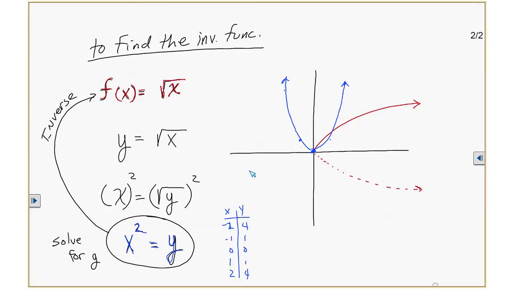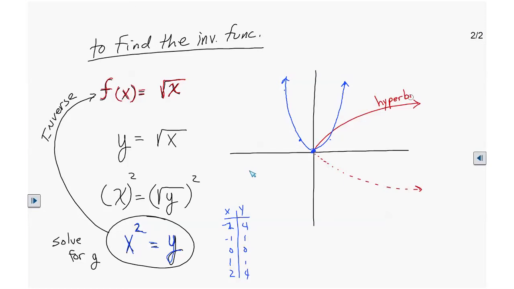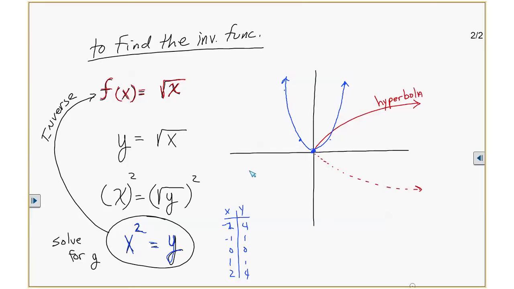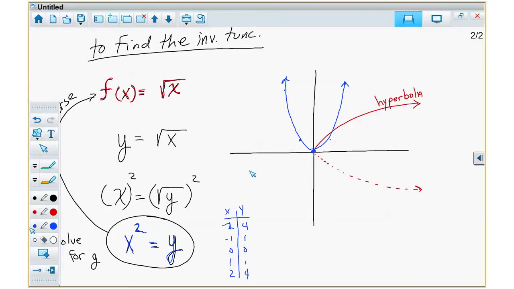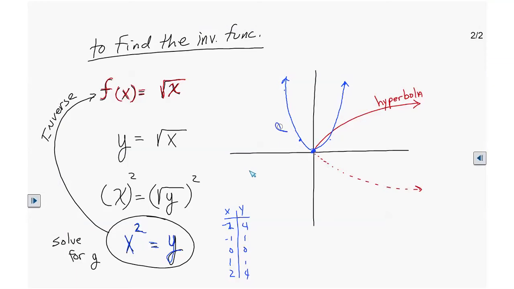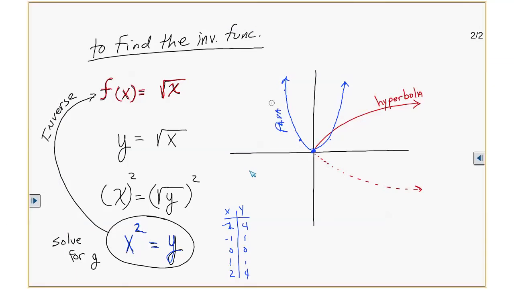The red is what we call a hyperbola. So we write that down, hyperbola. And the blue is what we call a what? You should know that, because we've already covered it. And that's how you find the inverse function.